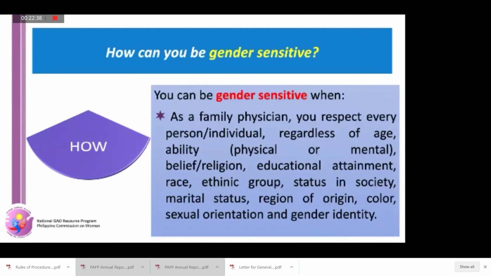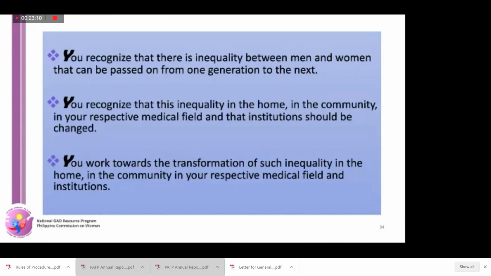It's very basic. You can be gender sensitive when you respect every person or individual regardless of age, ability, may it be physical or mental, belief or religion, educational attainment, race, ethnic group, status in society, marital status, region of origin, color, SOGI. So I think it really boils down to respect. And as family physicians, as medical professionals, we must look at the basic aspect of respect when we deal with gender sensitivity.